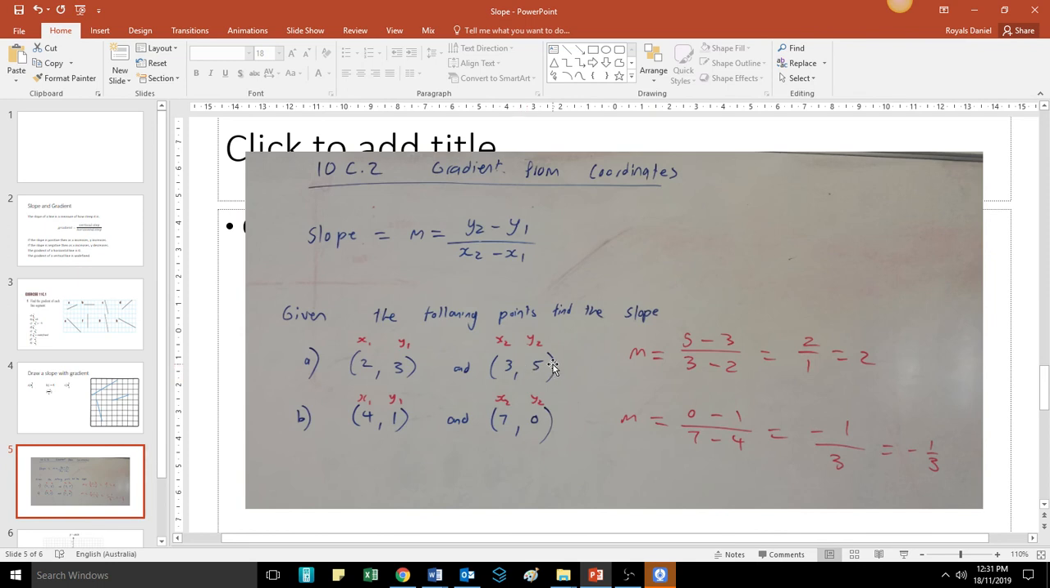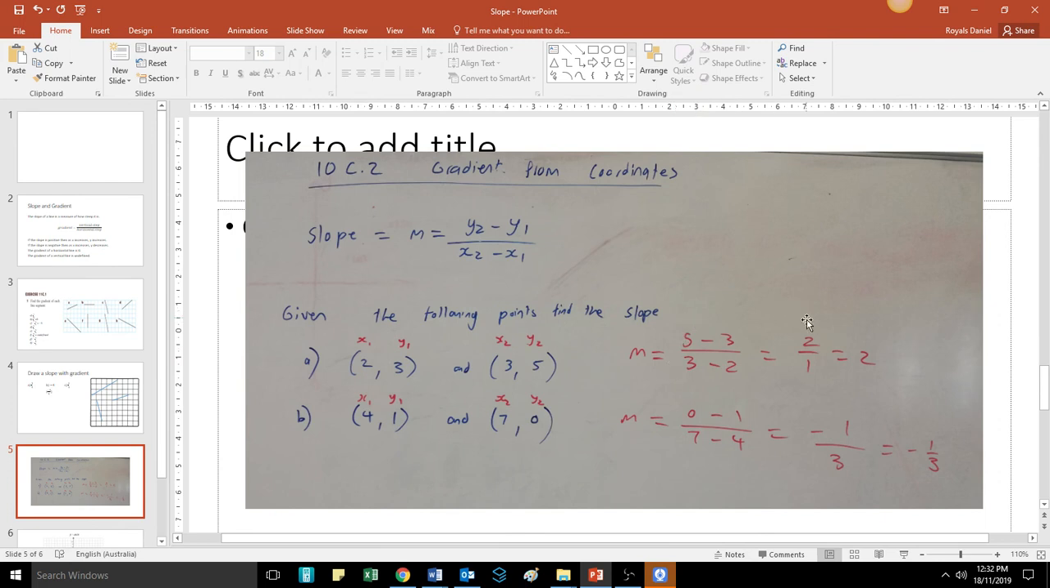Now it doesn't matter what we call x1 and y1 and x2 and y2, as long as the coordinates have the same subscript. So it doesn't matter in what order you label them, because it will always simplify to be the same, as long as x2 and y2 belong together. So I've just gone through from left to right, x1, y1, x2, y2, and we just plug those numbers into this formula. So you can see y2 is 5, so I've put 5 there. 5, take away y1, which is 3, divided by x2, which is 3, take away x1, which is 2, and that's what I've done here.